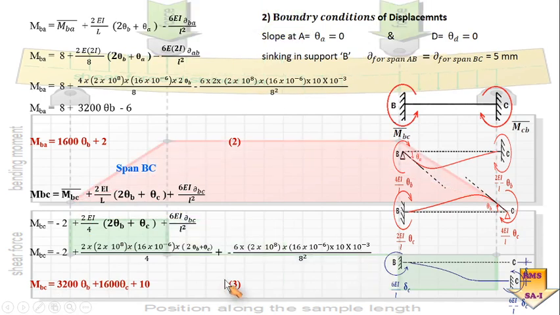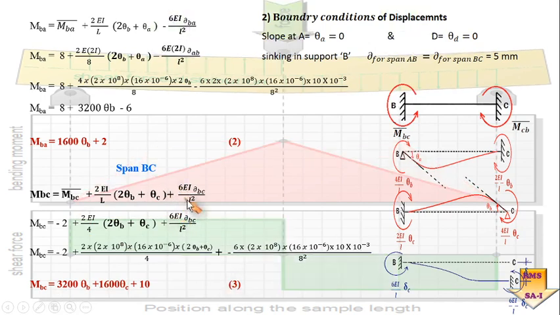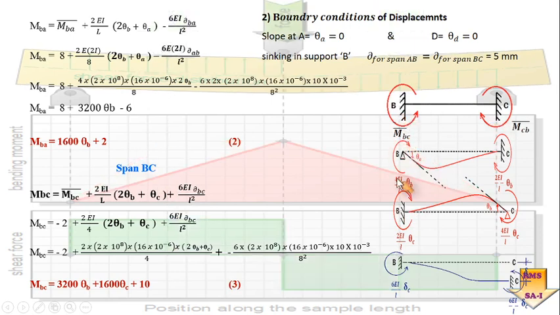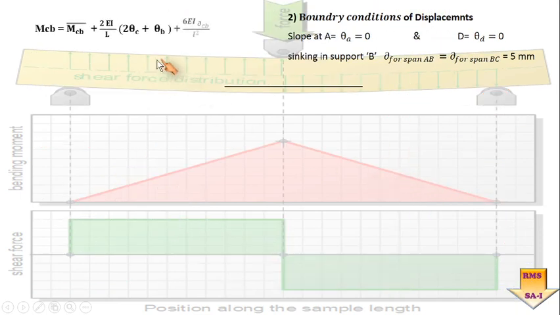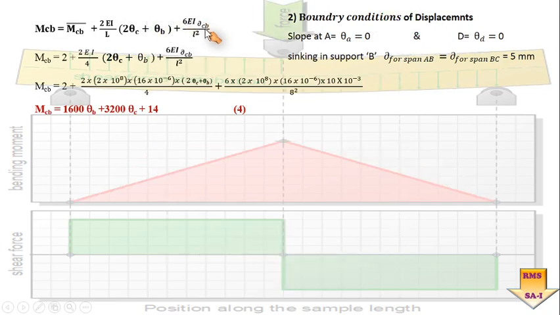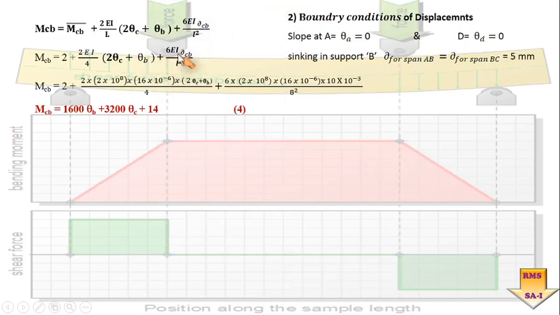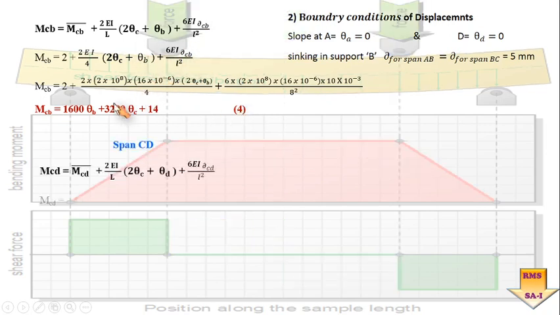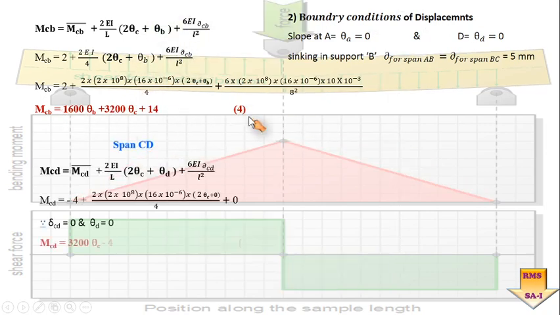Is it okay? So MBC span and MBC has been found out. Now next is MCB. Again doing the same, put the value of theta B, theta C and delta CB. So here again you can see I have got a new equation number 4.